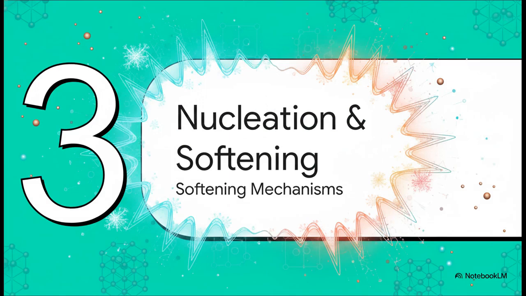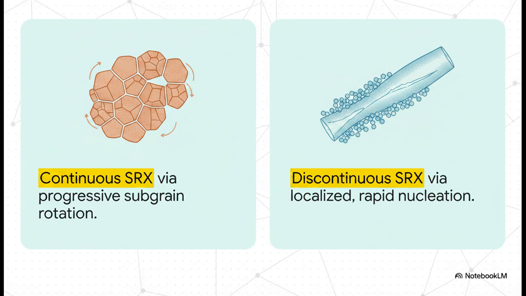Section 3. Nucleation and softening mechanisms. Here is where the underlying physics fundamentally split. We see a really clear divergence. Room temperature rolling is completely dominated by continuous static recrystallization. Basically, that's just a progressive, gradual rotation of the subgrains. But on the flip side, the extreme energy environment of cryogenic rolling forces discontinuous static recrystallization. This is a rapid, highly localized, and almost explosive nucleation process.